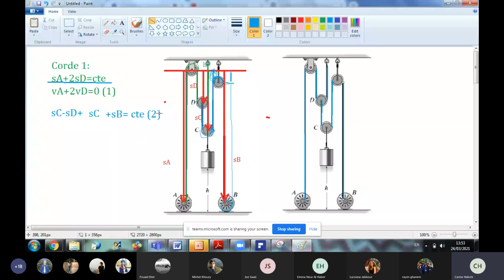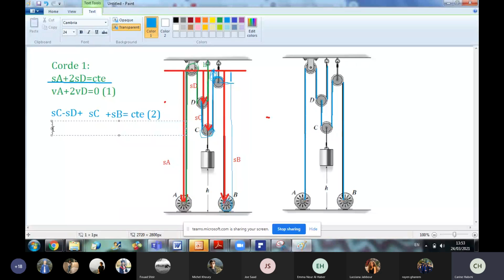And all constants are taken together in one term. So now if I derive this relation with respect to time, I have 2 VC minus VD plus VB equals to 0. This is equation number 2. But it's not enough for me because I have several unknowns here.